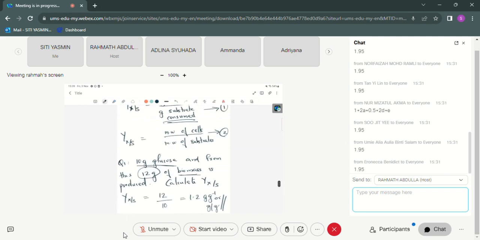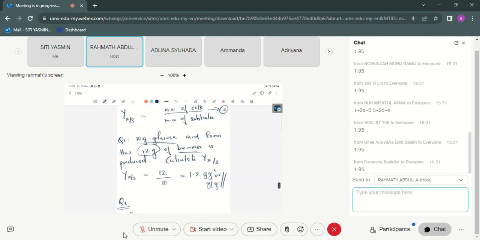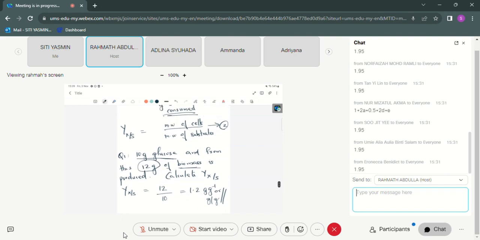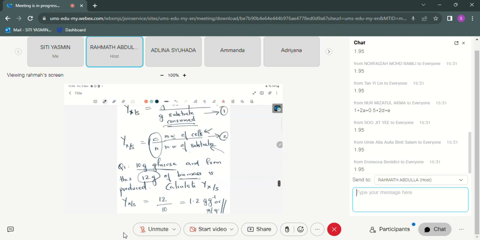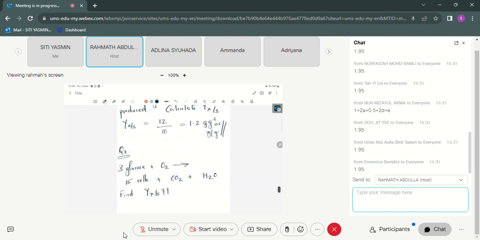Before that, one thing I missed over here is molecular weight of cells. You can denote this as C over N. C goes for the molecular weight of the cells, and N goes for the molecular weight of the substrate. So you have to put this equation, which is equation number 2, for this question.